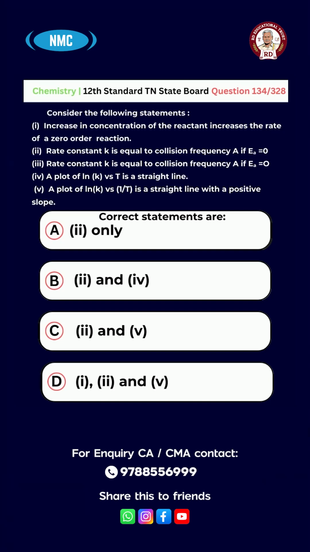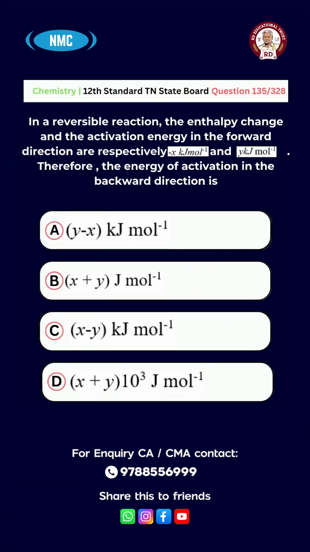The correct option is option A, 2 only. Question number 135. In a reversible reaction, the enthalpy change and the activation energy in the forward direction are respectively minus X kilojoule mole inverse and Y kilojoule mole inverse. Therefore, the energy of activation in the backward direction is option A, Y minus X kilojoule mole inverse.